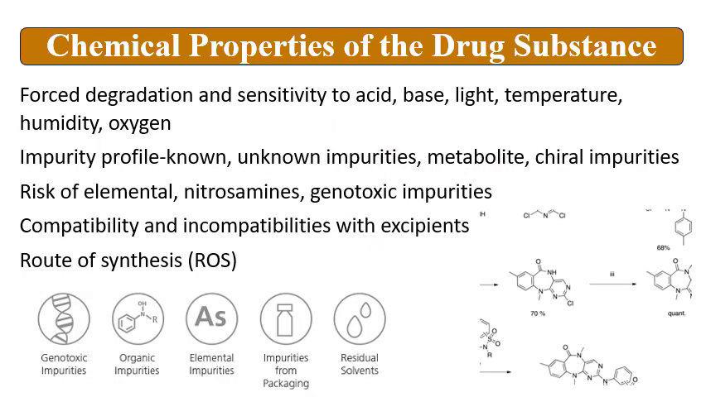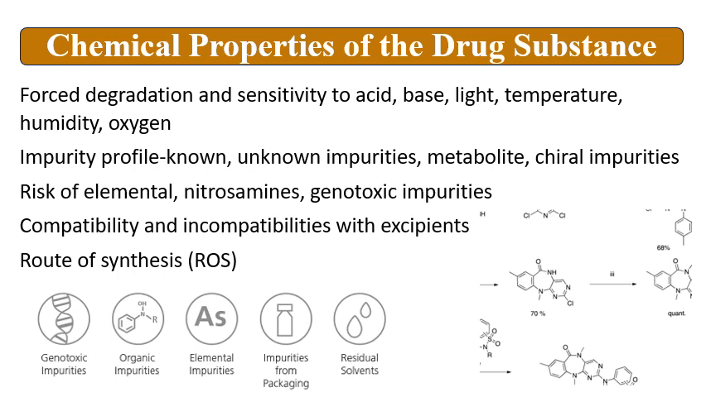Then in the chemical properties, forced degradation and the sensitivity to acid, base, light, temperature, humidity, oxygen, these are the factors. If the drug substance is sensitive to acid or base, that time the acidic and basic materials are required to be avoided. If it is sensitive to light, then protection from light is required. If it is sensitive to temperature, then the conditions which are involving the high temperature or thermal treatments are required to be avoided or controlled for shorter period of time if required.